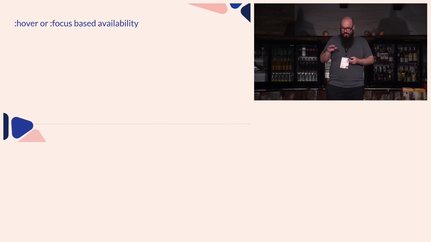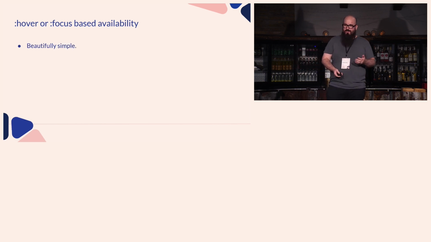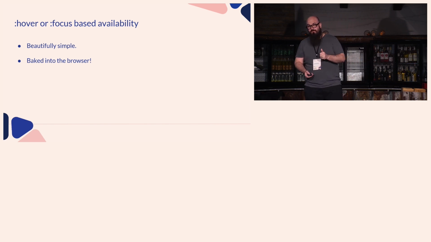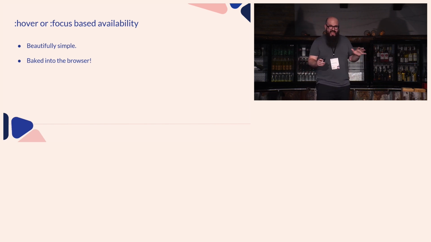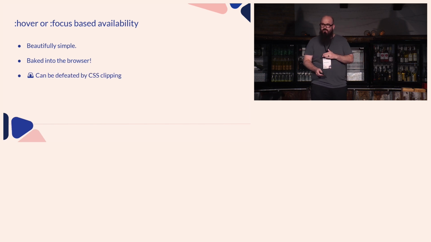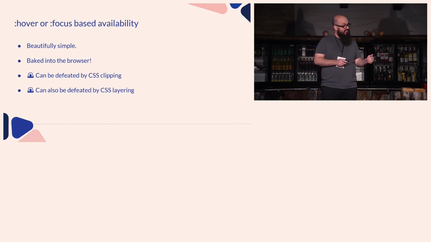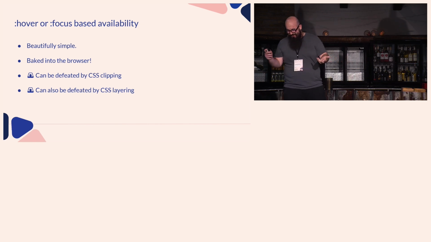And that hover or focus-based availability is really powerful because not only is it simple, it's baked into the browser. However, it has some shortcomings. It can be defeated by CSS clipping, as well as by CSS layering. And you might ask, as a developing front-end developer, most of the over here crowd, what does that mean?